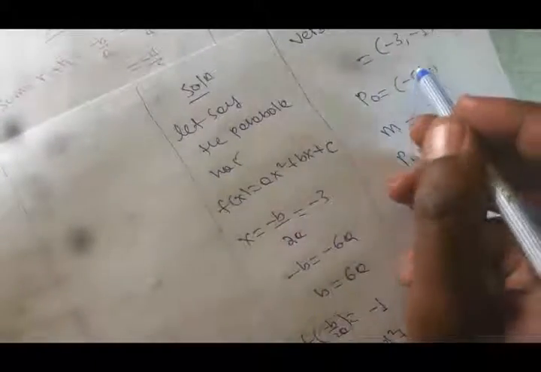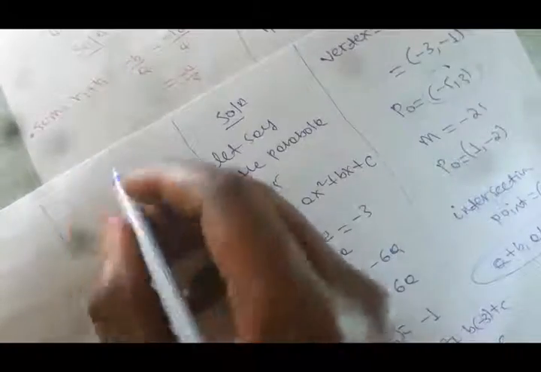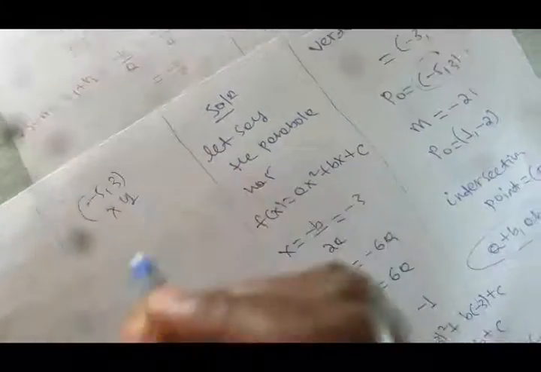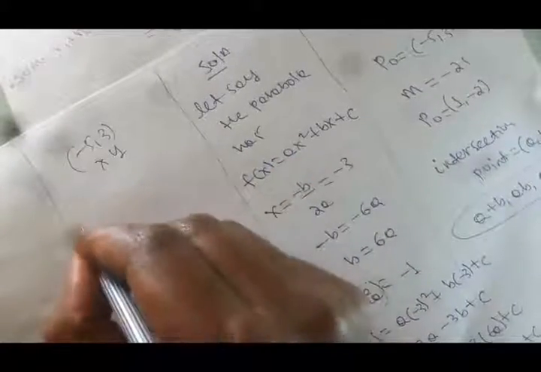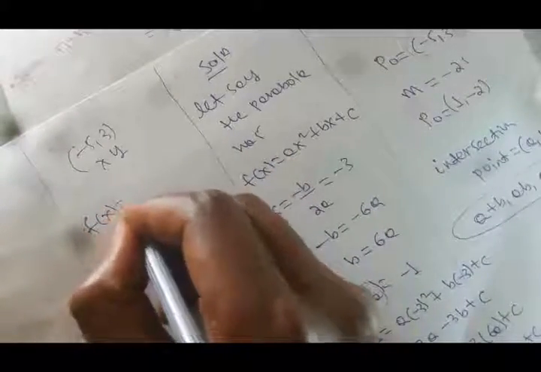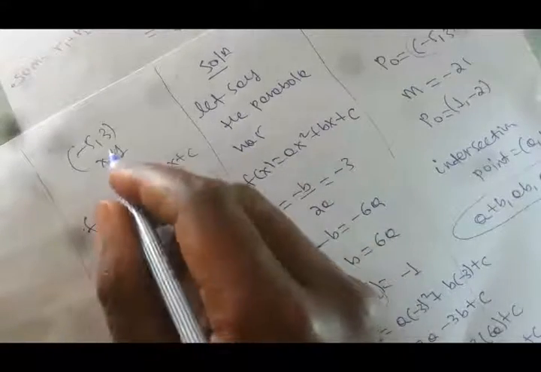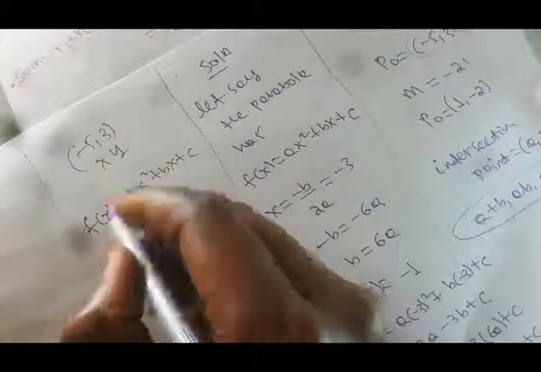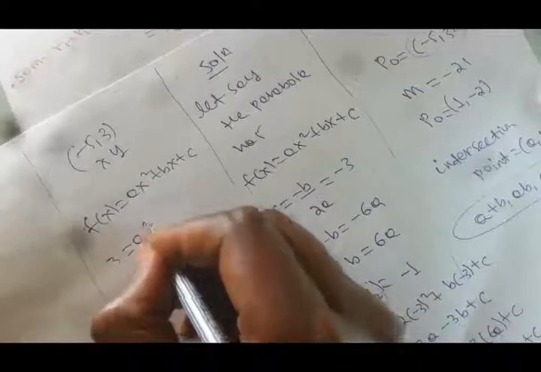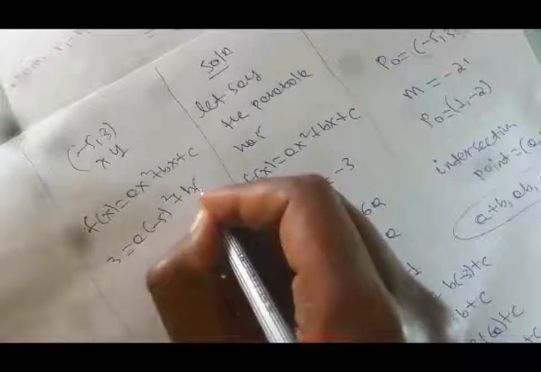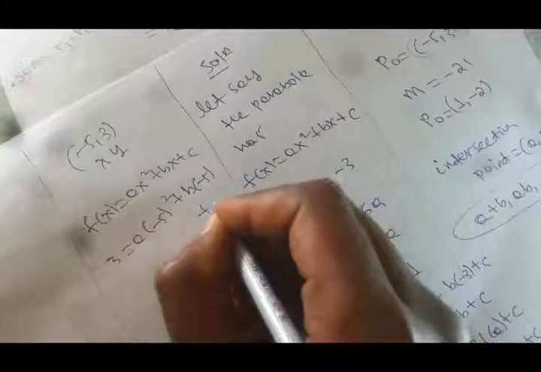And we are given the parabola passes through minus 5, 3. This is the value of x. This is the value of y. Therefore, f of x is equal to ax square plus bx plus c, where the value of y is 3. Therefore, 3 is equal to a times the value of x, which is minus 5, the whole square, plus b times the value of x, which is minus 5, plus c.